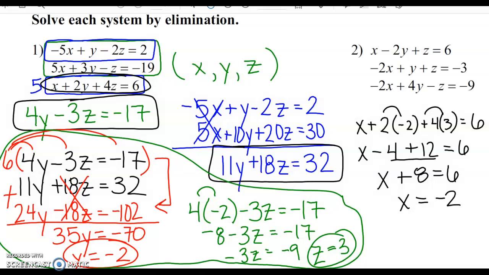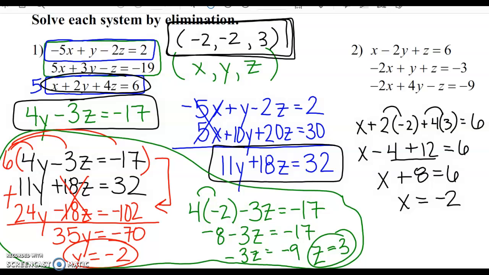So then my ordered triple answer here would be x is negative 2, y is negative 2, and z is 3. There's your ordered triple answer. So this is the x comma y comma z that would work for all three of those equations.